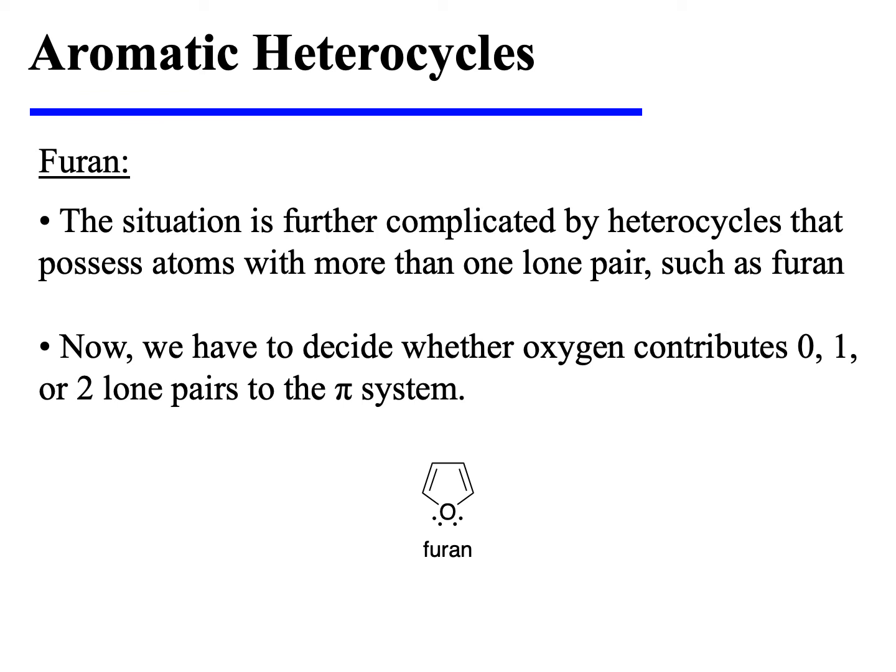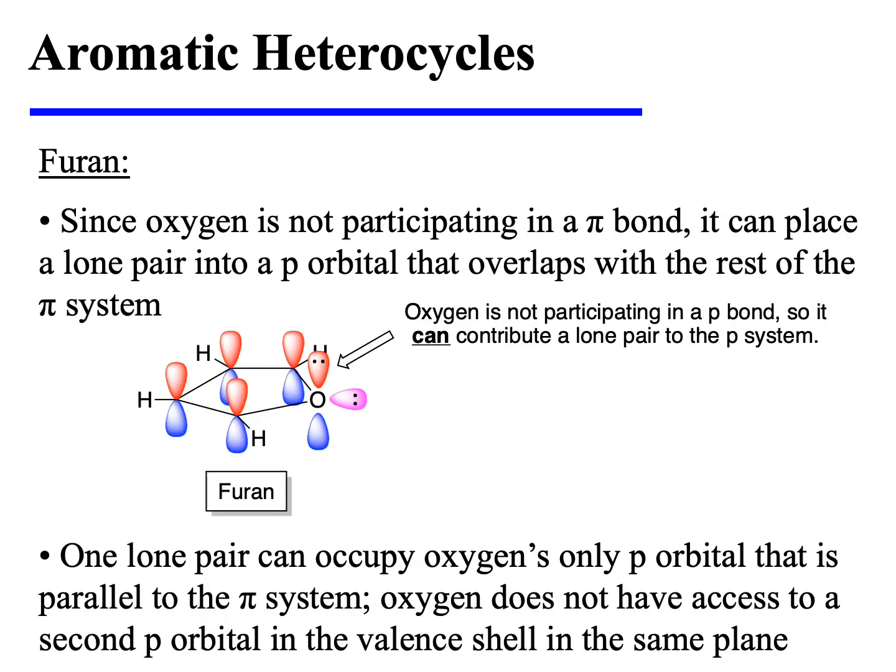The situation is further complicated by heterocycles that possess atoms with more than one lone pair, such as furan. Now we have to decide whether oxygen will contribute 0, 1, or 2 lone pairs to the pi system. We can use the generalized guidelines that we just developed a couple slides ago. Oxygen is not participating in a pi bond. Therefore, it can place one lone pair into a p orbital that overlaps with the rest of the pi system.